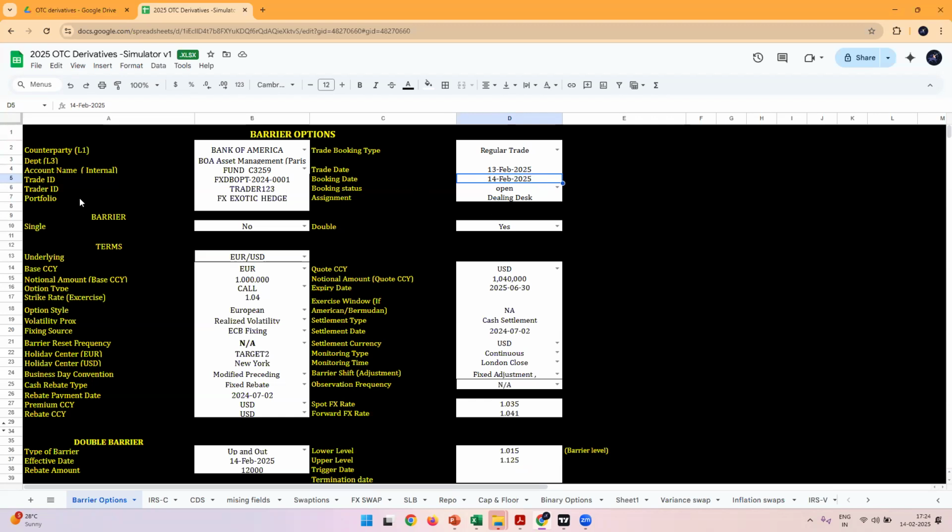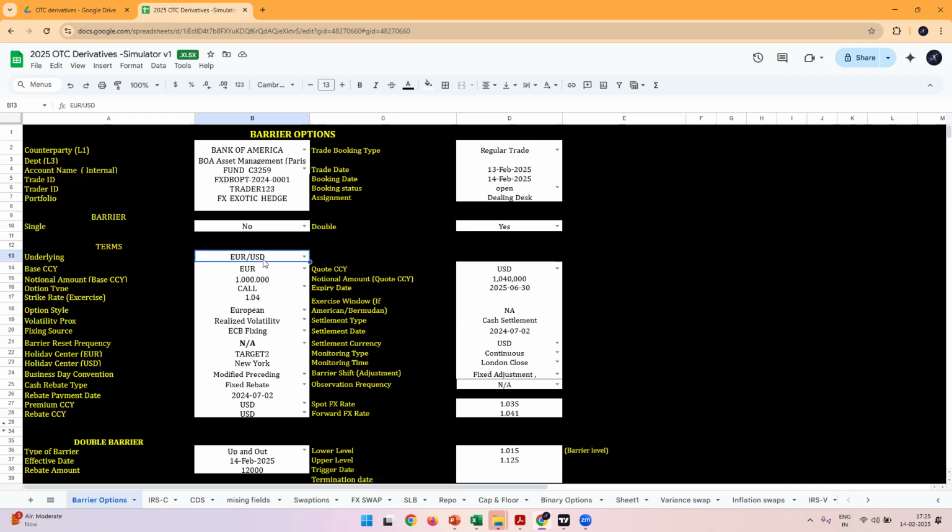Now, remember, when you look into the system, OTC, assuming that you're going to use any of these front office systems, there will be two types of options, single barrier and double barrier. In single barrier, you'll just have one barrier, either an upper barrier or a lower barrier, whereas in double barrier, you will have two barriers, one on the upside and another on the downside. For this example, I have picked double barrier. So we are going to trade a double barrier Euro USD option.